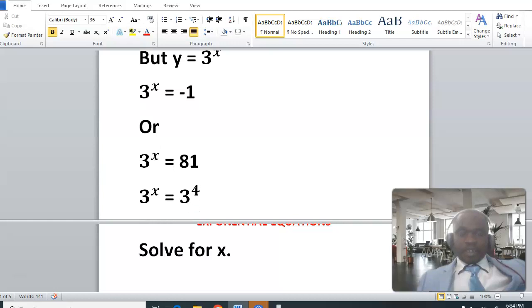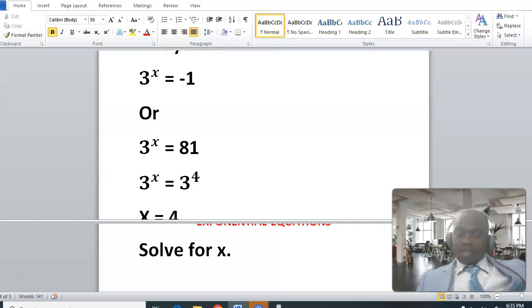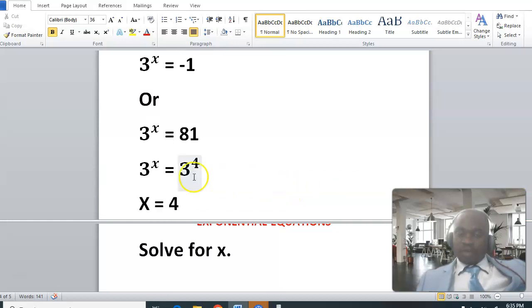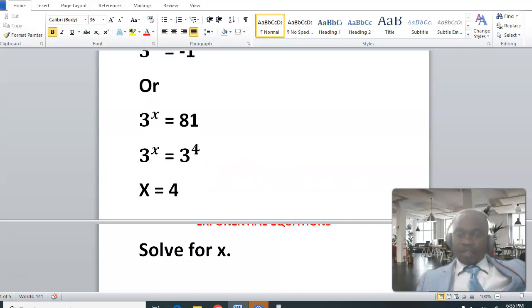Then we are going to have 3 exponent x is equals to 81. Write this one with the same base. So if I write this one with the same base, what are we going to have? We are going to have 3 exponent 4. Since this one is having the same base, x should be equals to what? 4, because the exponent must also be equal.